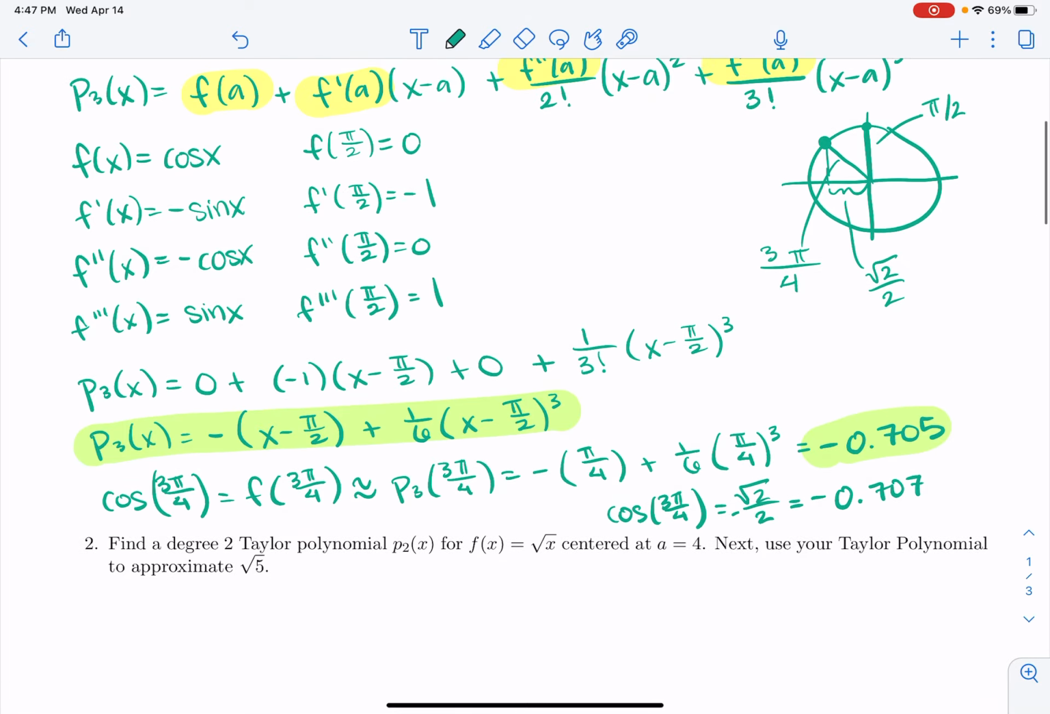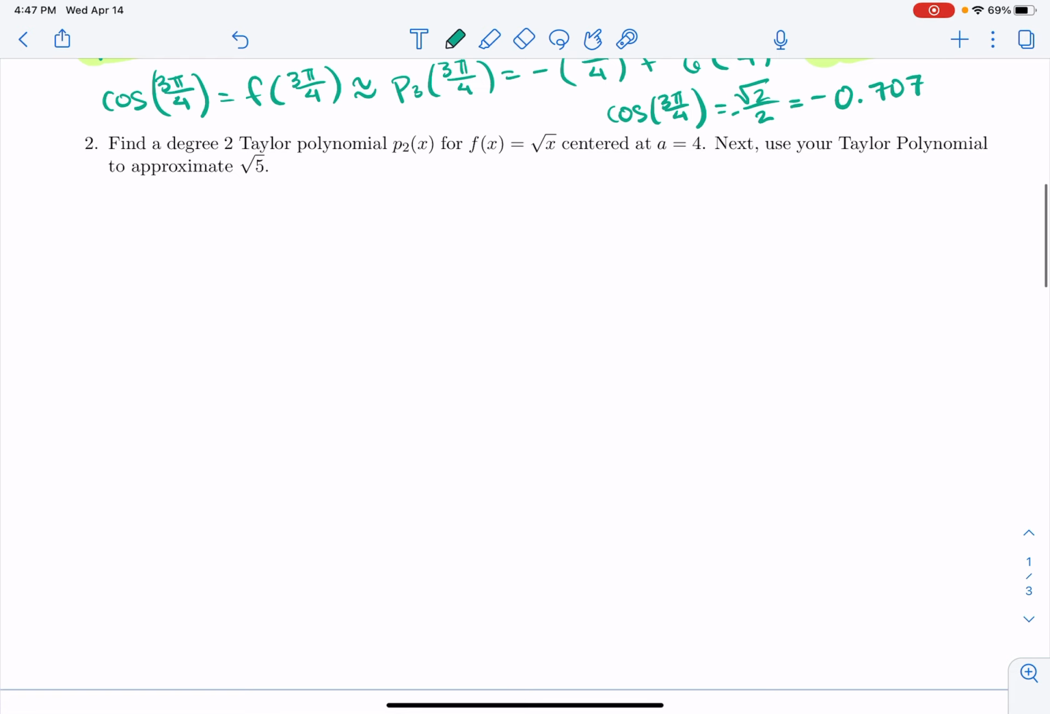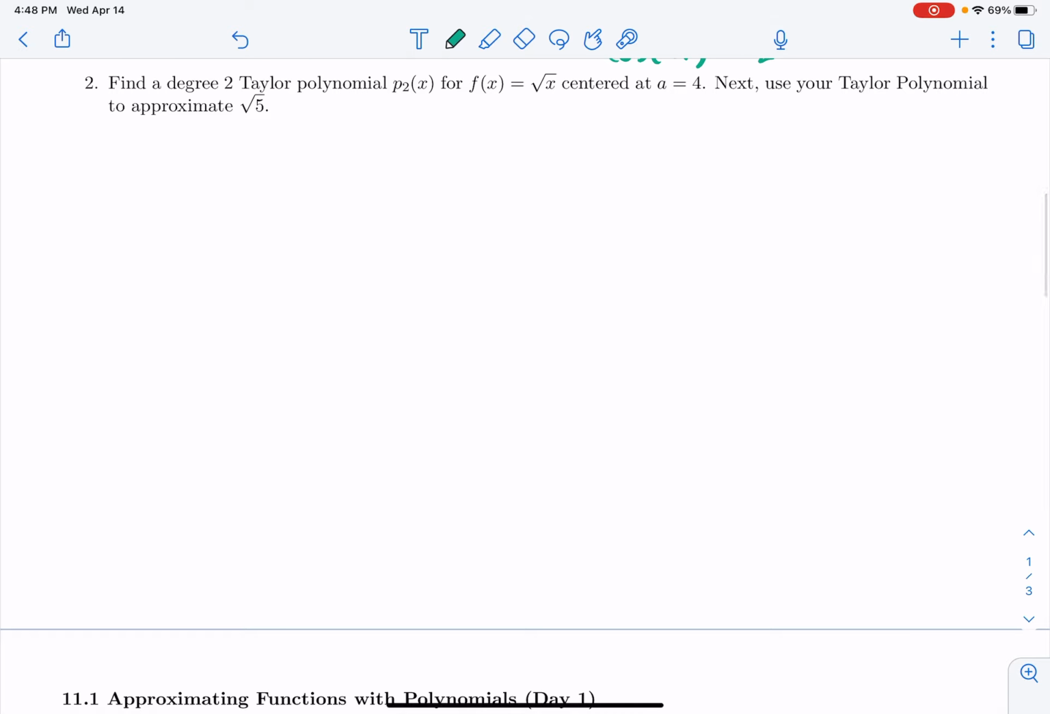The second one, let's look at the second one now. Find a degree 2 Taylor polynomial, P2 of x, for f of x equals square root of x, centered at a equals 4. Next, use your Taylor polynomial to approximate square root of 5. So square root of 4, centered at a equals 4.